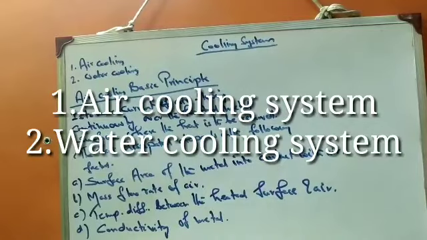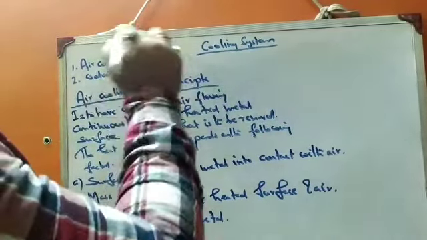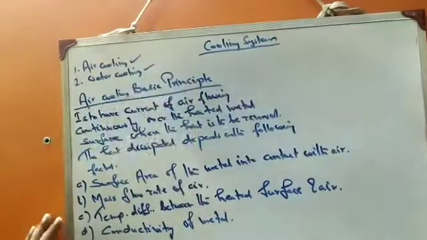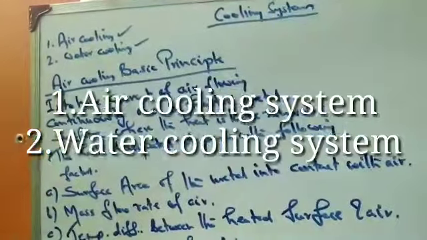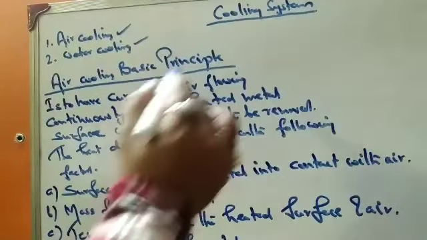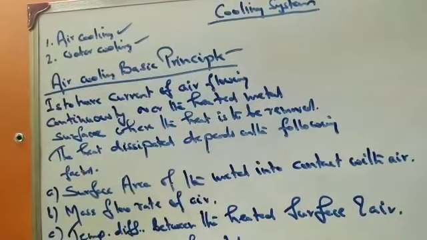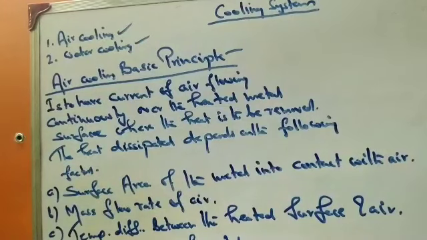Now the cooling system, as I divided, falls under two heads. The first one is the air cooling system, and the other one is the water cooling system. Now, the air cooling system, basic principle. The basic principle of the air cooling system is to have a current of air continuously flowing over the heated metal surface where the heat is to be removed.